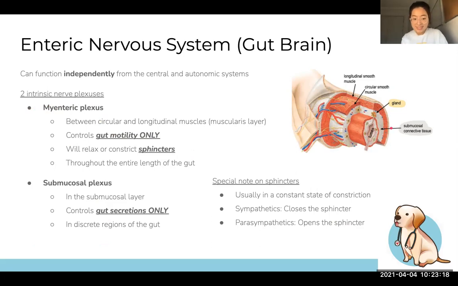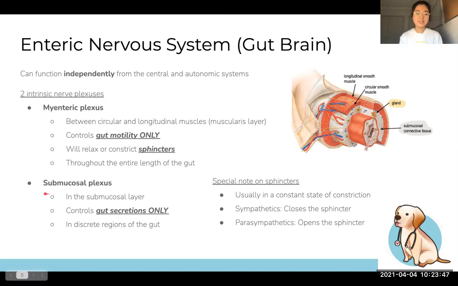The myenteric plexus is located between the circular and longitudinal muscles. As you can see here, circular smooth muscle is the one on the inside. It controls the size of your lumen. So if it contracts, it's going to decrease the size. If it relaxes, it increases the size. Longitudinal, meanwhile, is the one on the outside, and it basically shortens or lengthens the gut by contracting longitudinally. So myenteric plexus, M for muscle movement, or motility, controls gut motility.